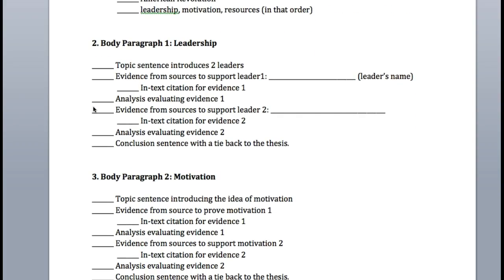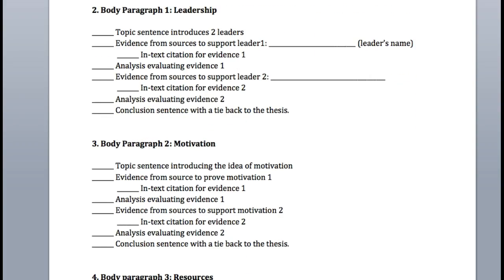In your first body paragraph, you'll want to take a good look at your first topic sentence. Does it include both of the names of the leaders that you will be discussing? If not, go back and incorporate those 2. This is kind of an umbrella sentence about leadership of your whole topic. So, you should have evidence from sources, that's cited evidence, to support your first leader that you're discussing, and that should include an in-text citation for your evidence.